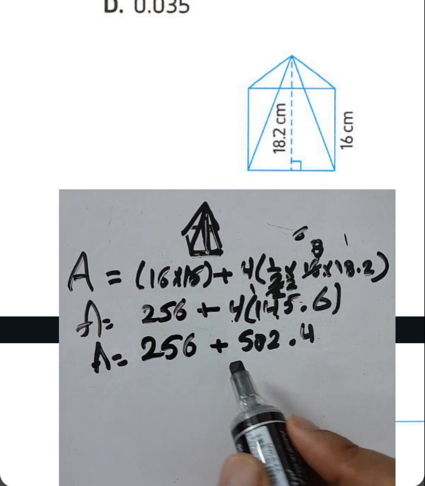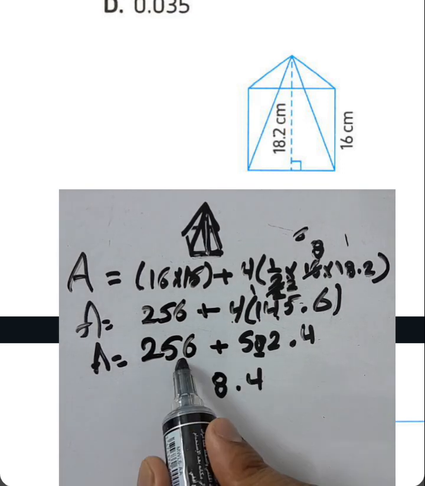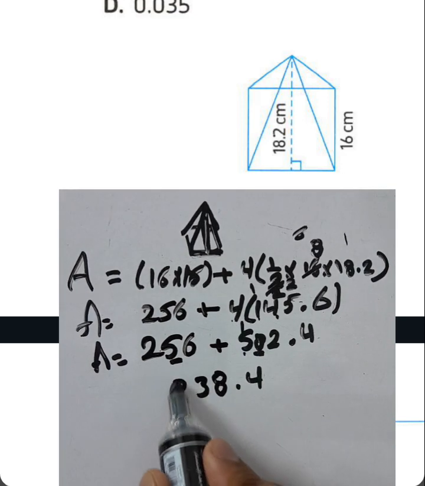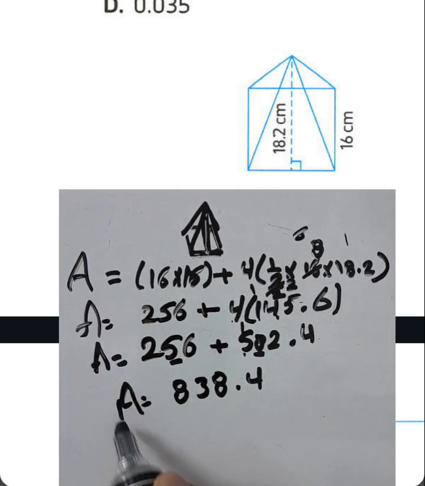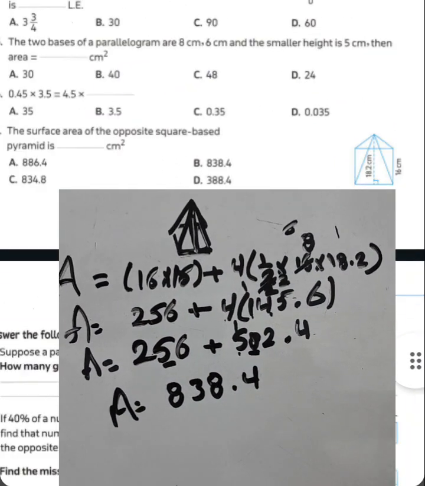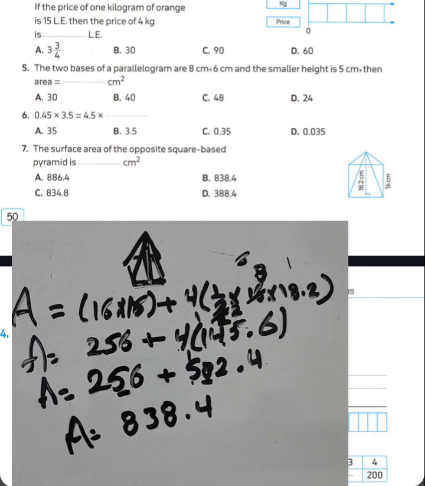Okay, and then you can add them. Write 4. 2 plus 6 equals 8. 8 plus 5 equals 13. Write 3 and carry 1. 6 plus 2 equals 8. Look at the area: choose the letter. We have 834 and 4 tenths. Letter B, about question number 7.